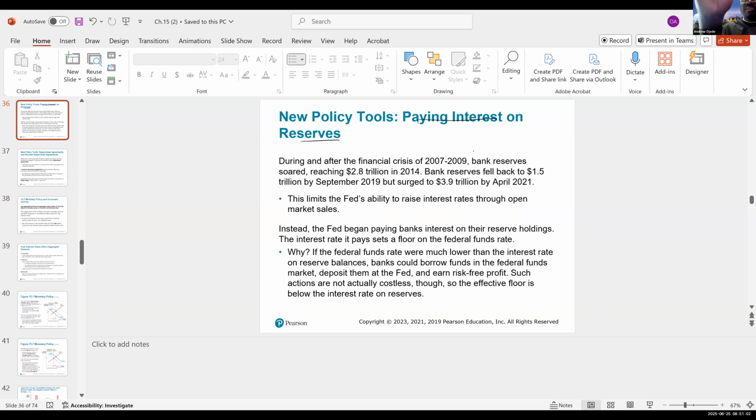Remember, reserves are bank deposits. We saw that already from chapter 14. Reserves are bank deposits with the Fed. So all banks in America have their account with the Federal Reserve, just like me and you, we have our account with our bank. You deposit your money in a checking account or your savings account at Bank of America. The Federal Reserve is a banker's bank. That's what we saw in chapter 14. All banks deposit their money with the Federal Reserve.